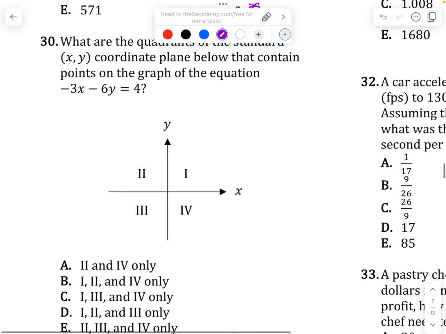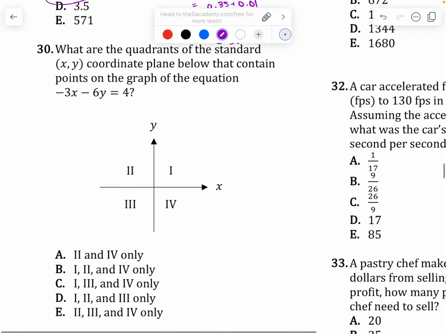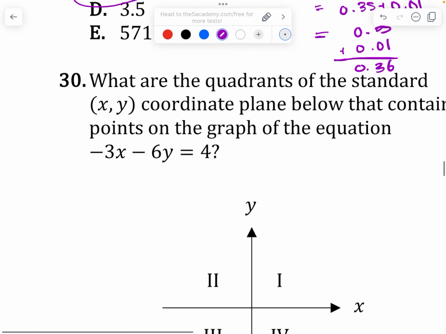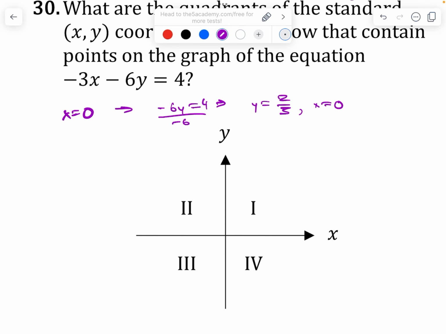What are the quadrants of the standard coordinate plane that the equation passes through, okay? The way I would do this, I like to convert to y equals mx plus b form. There's two ways to do it. I'll just show you both. So you could first say, okay, I'm going to find the intercept. Make x equal to 0. I end up with negative 6y is equal to 4, which gives me y equals negative 2 over 3. So when x is equal to 0, which means you're along the y-axis, this is the y-intercept.